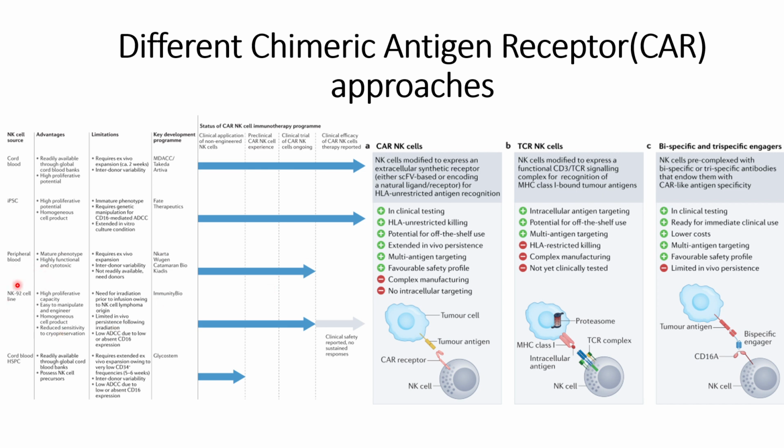Another one is NK92 cell based therapies. They are highly proliferative and easy to manipulate and engineer. However, they have reduced sensitivity to cryopreservation. Another disadvantage is that they require irradiation before they can be infused into patients because of the NK cell's lymphoma origin. And once it is irradiated, it has less persistence, less ability to survive after irradiation, and it has low ADCC due to the absence or low amount of CD16 expression.